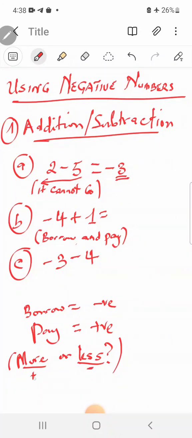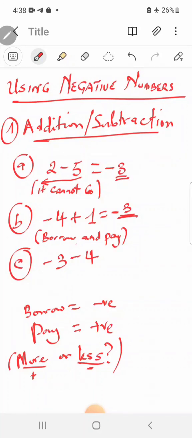So if we still owe, it means it will be a negative. If we added some cash, it means it's going to be a positive. So we borrowed 4,000, we paid back 1,000. Did we pay more or less? Of course, we paid less than we borrowed. So it means we still owe how much now? 3,000. That's our answer.